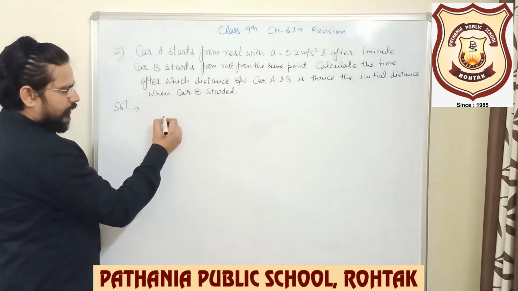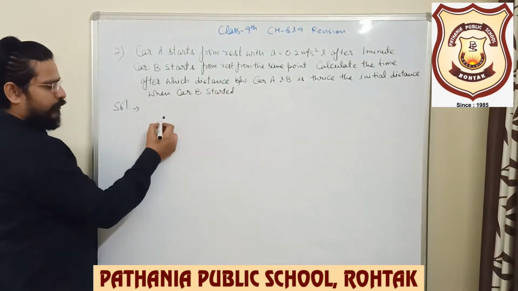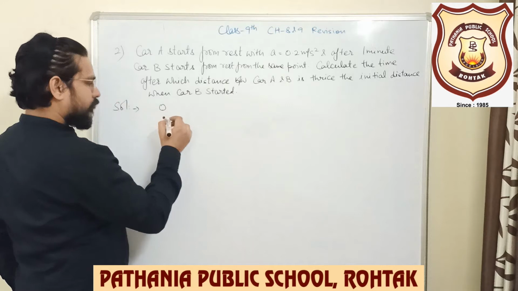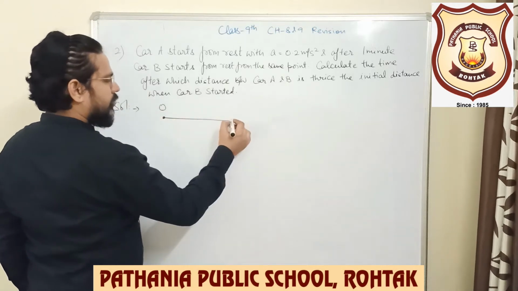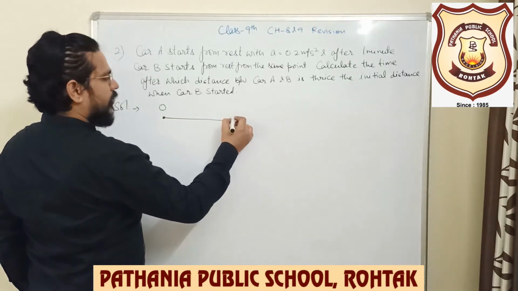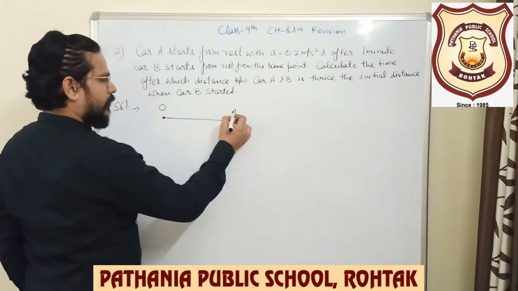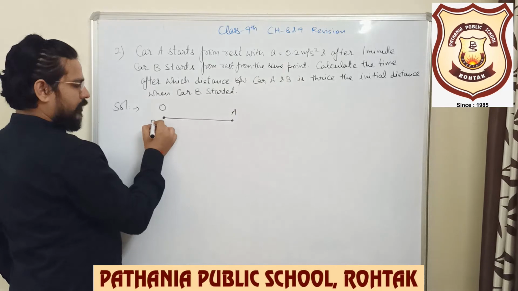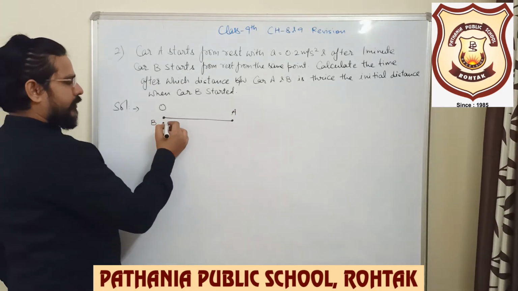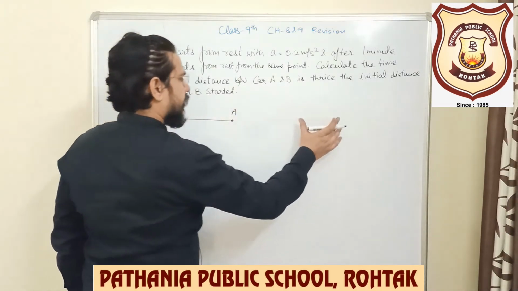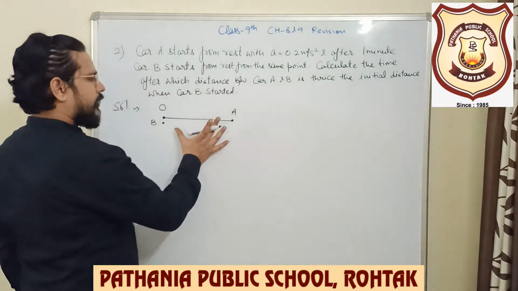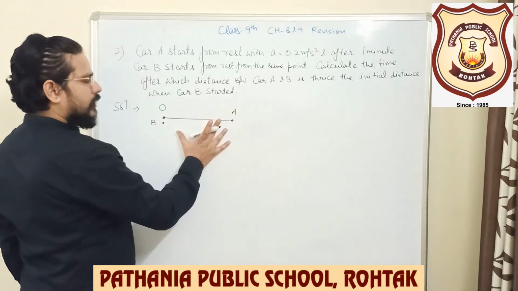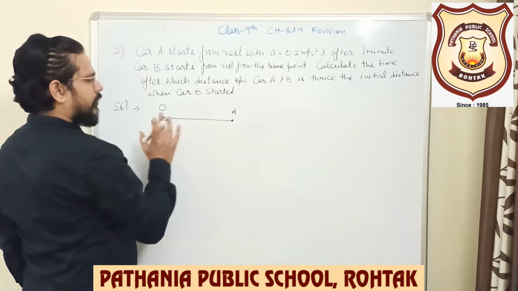So car A started from a point, let us say this point is O, and in 1 minute car A will reach up to this point, and after 1 minute car B starts from this point. We are interested in calculating the time after which the distance between car A and B will be thrice the distance which is right now at the starting of the car.